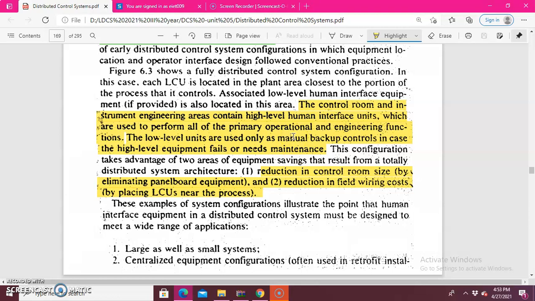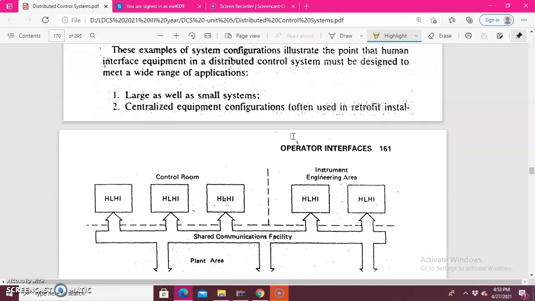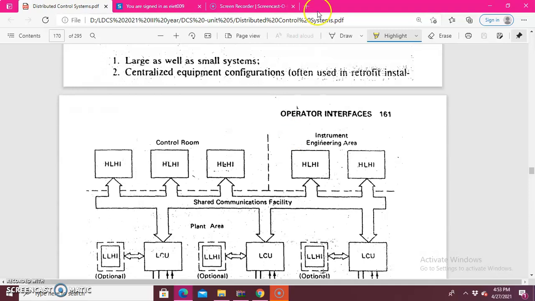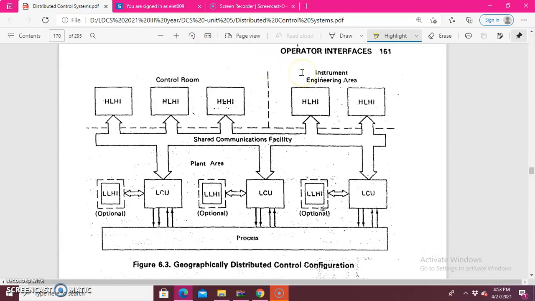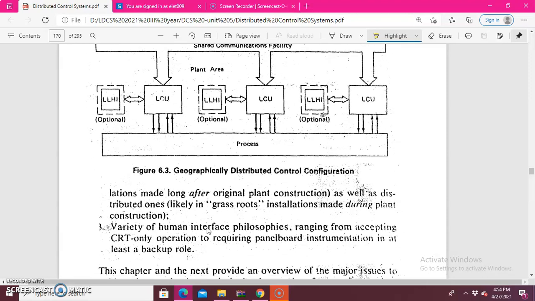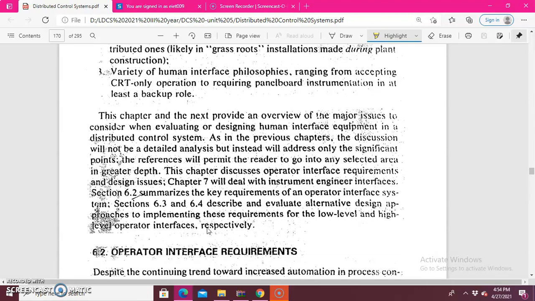And the next one is that the human interface equipment is designed to meet a wide range of applications, large as well as small; we can use both. And we have a centralized equipment configuration in which we have many units like the control room, instrument engineering area, plant area, and then the process. Your plant area consists of LCU and LLHI, and these LLHI are optional. Your engineering area consists of HLHI. So this is like a geographically distributed system. Why? Geographically distributed means each unit can be at a longer distance, and you can still perform as required. So this is this particular block.